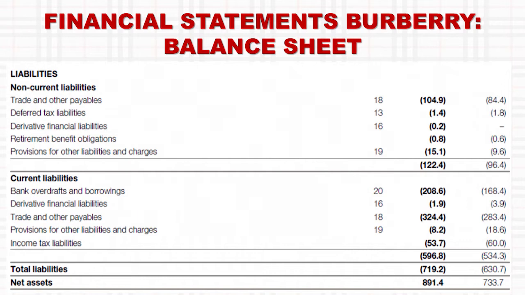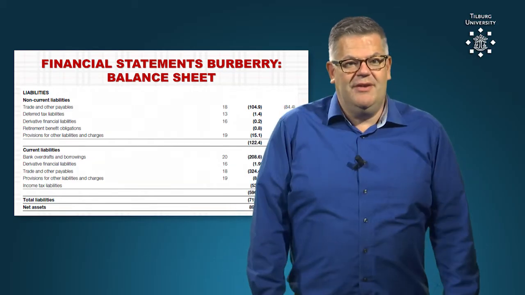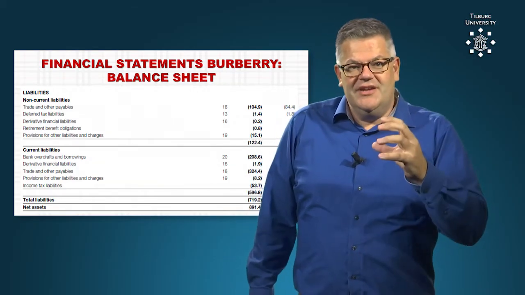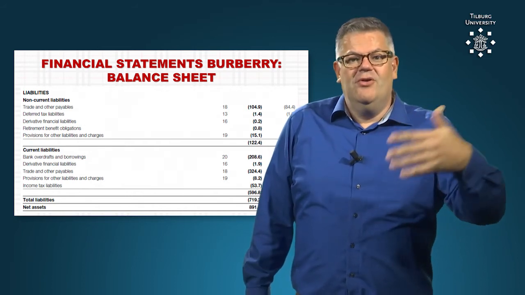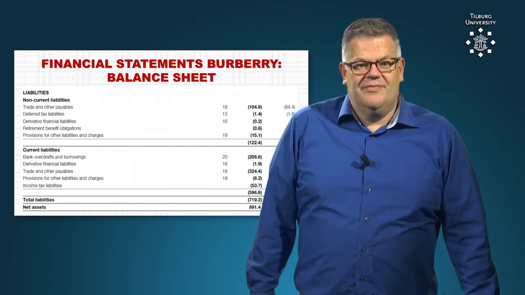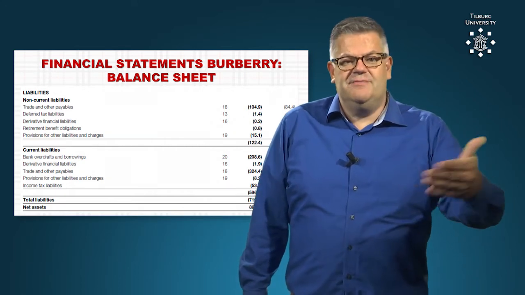Then we get retirement benefit obligations. That's for me. I hope I get retirement within 2 years, and hopefully the company organized something for me. So those are the retirement benefit obligations: the obligations which you have to pay to people who are retired from your company. And that's on top of what the state pays them.